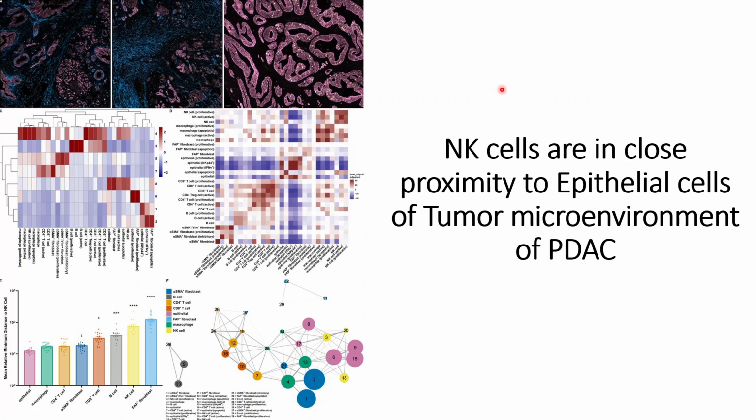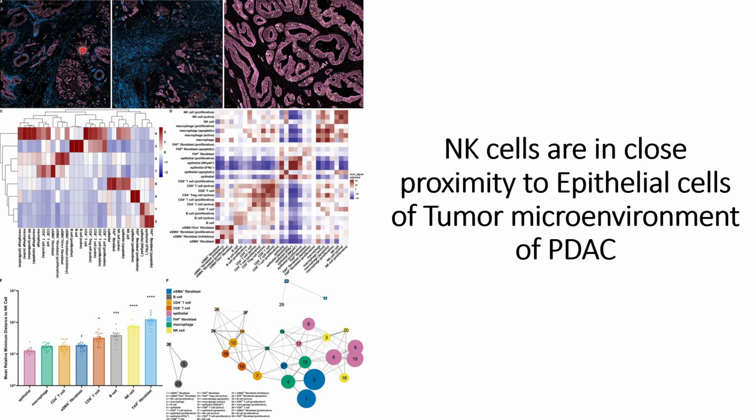In this video we will discuss how NK cells are found in close proximity to the epithelial cells of the tumor microenvironment of pancreatic cancer, or pancreatic adenocarcinoma. So how did they come to these conclusions? We will discuss that in the experimental results presented in this figure. The first figure is combined in the top two panels on the left hand side.